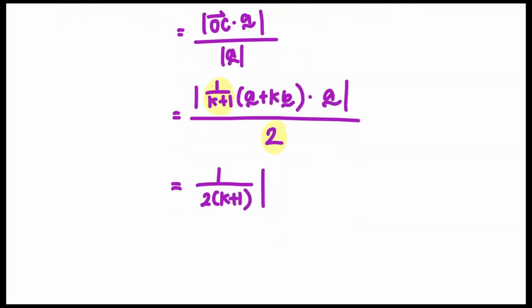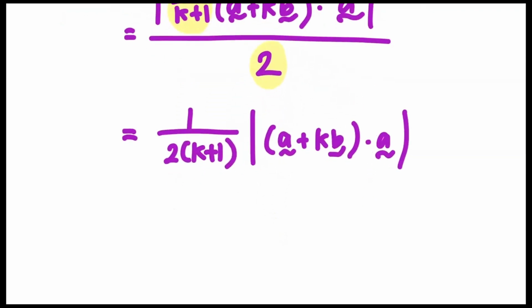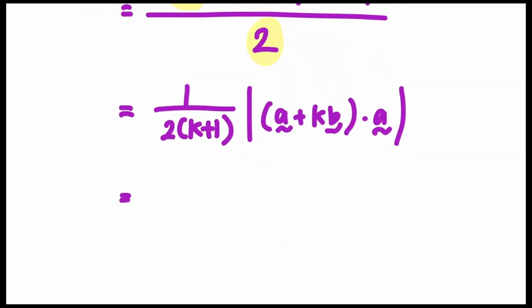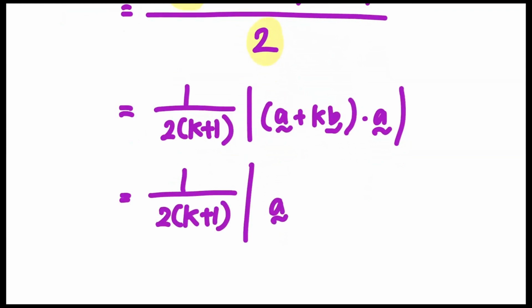Now we do the mod of this: A plus KB dot A. Please remember the A's and the B's all must have the thingy underneath. The K, do not draw the thingy underneath. The K is a constant, so be careful. Now, how do you do this? Dot product, this is your distributive law reversed. 1 over 2 K plus 1 modded A dot A plus K B dot A.